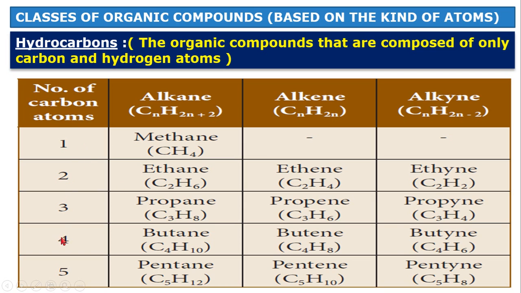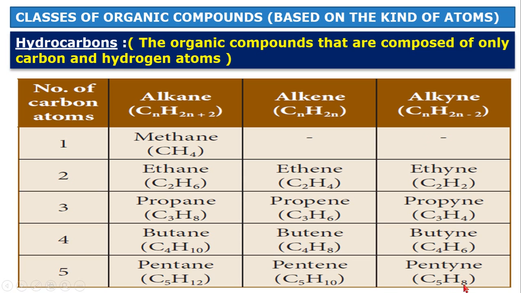Number of carbon atoms 4. In the place of n, we put 4. C4H6. 2 into 4, 8, 8 minus 2, 6. So, C4H6, butyne. Number of carbon atoms 5. In the place of n, we put 5. C5, 2 into 5, 10, 10 minus 2, 8. So, C5H8.